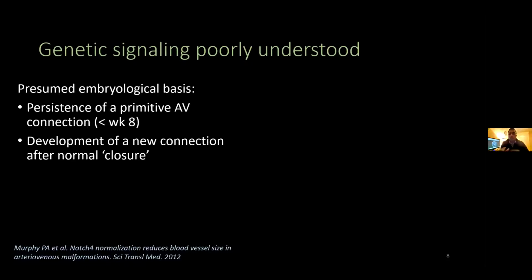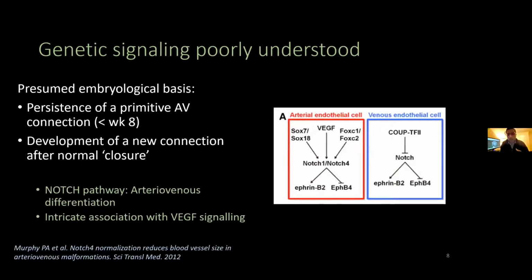Now, the genetic signaling behind this disease is not clearly understood, but we understand that there is some persistence of a primitive arteriovenous connection, which does not go away. So before the age of 8 weeks, there are some arteriovenous connections which are there in the normal state. And in these PLAV fistulae, maybe they don't go away. Another hypothesis is that the closure happens, so the division of the artery and vein happens, but then during embryogenesis, a new connection forms, causing these AV shunts to happen.